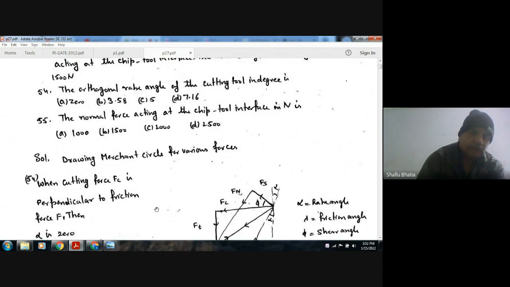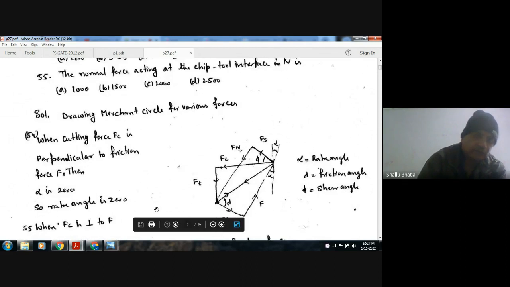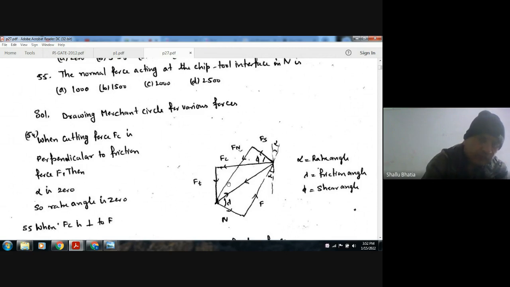Okay, so this is your Merchant circle diagram. This is Fc, the cutting force. This is the tangential force. This is the normal force, and this is the shear force. This is the normal reaction. This is the friction force. This is your friction angle. This is your rake angle. This is your shear angle.